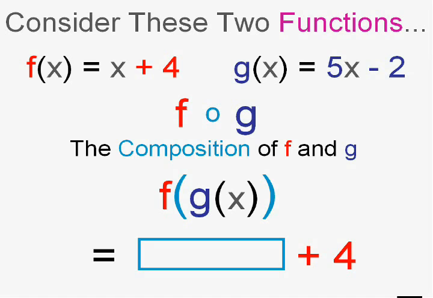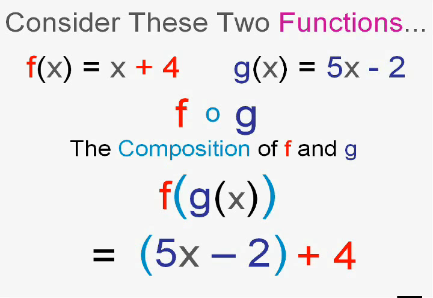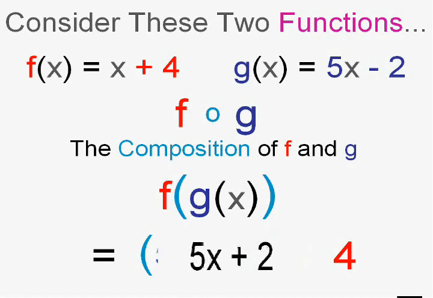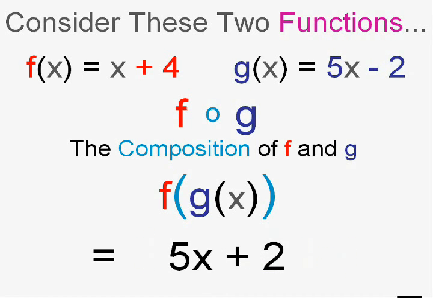We're going to take f of x, and instead of x, we're going to put in g of x. Basically, we're going to apply f to the function g, and then simplify. Now, in this case, if we simplify, we get 5x plus 2. So the composition of f and g is equal to 5x plus 2.